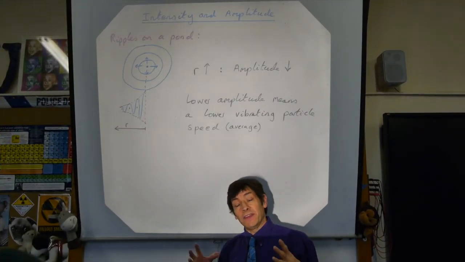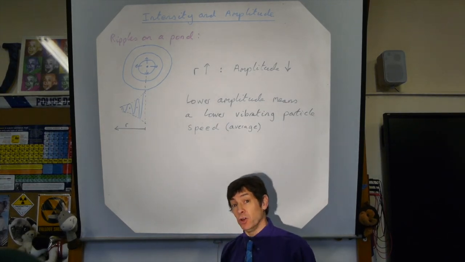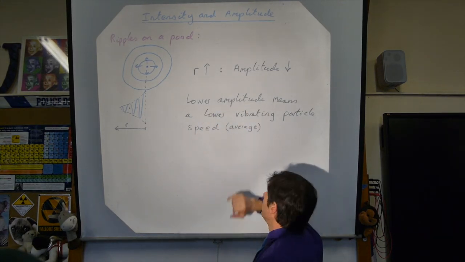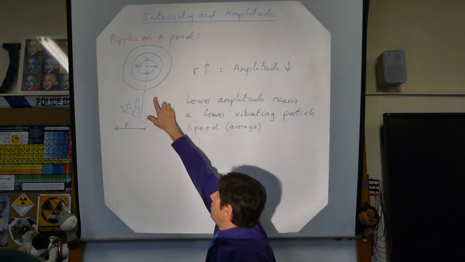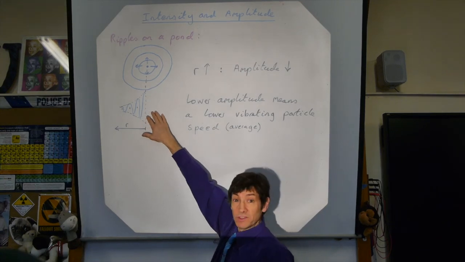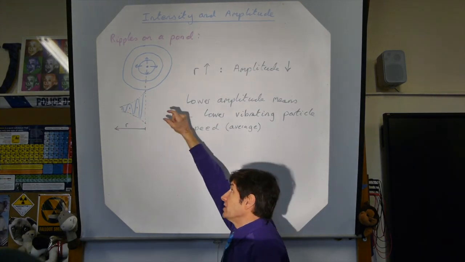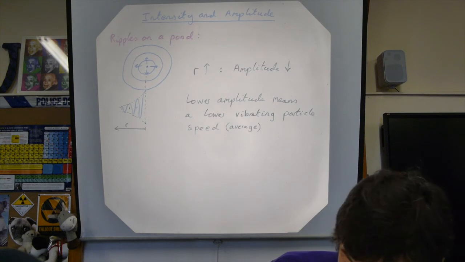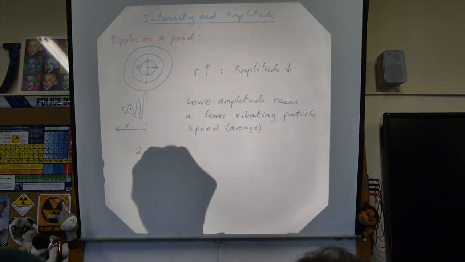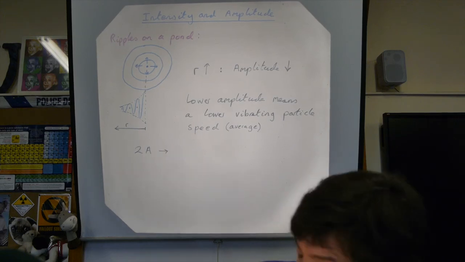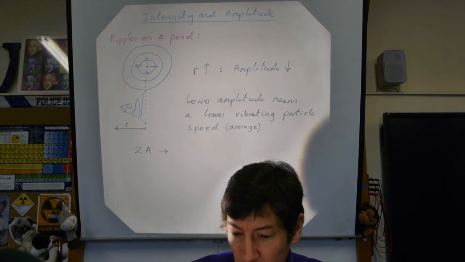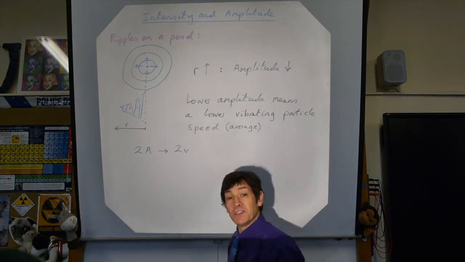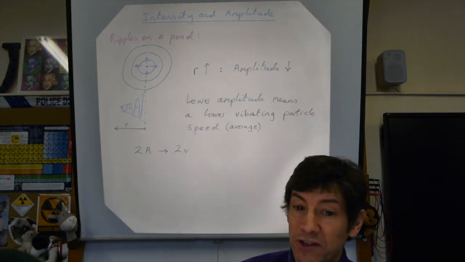So let's see if we can work out how the intensity of the wave relates to its amplitude. And intensity is not the same as amplitude. Okay, so I've said clearly a lower amplitude means that the particles have a lower vibrating speed on average. A particle at the centre is having to move through a very large distance to create one single oscillation, and a particle here is moving through a smaller distance in the same amount of time, so it has a lower average speed. So imagine what happens if we have twice the amplitude. Well, what I'm suggesting is that if we have twice the amplitude, on average, the particles are going to have to move twice as fast to cover that ground in the same amount of time. So if we double amplitude, we double the speed of the particles.